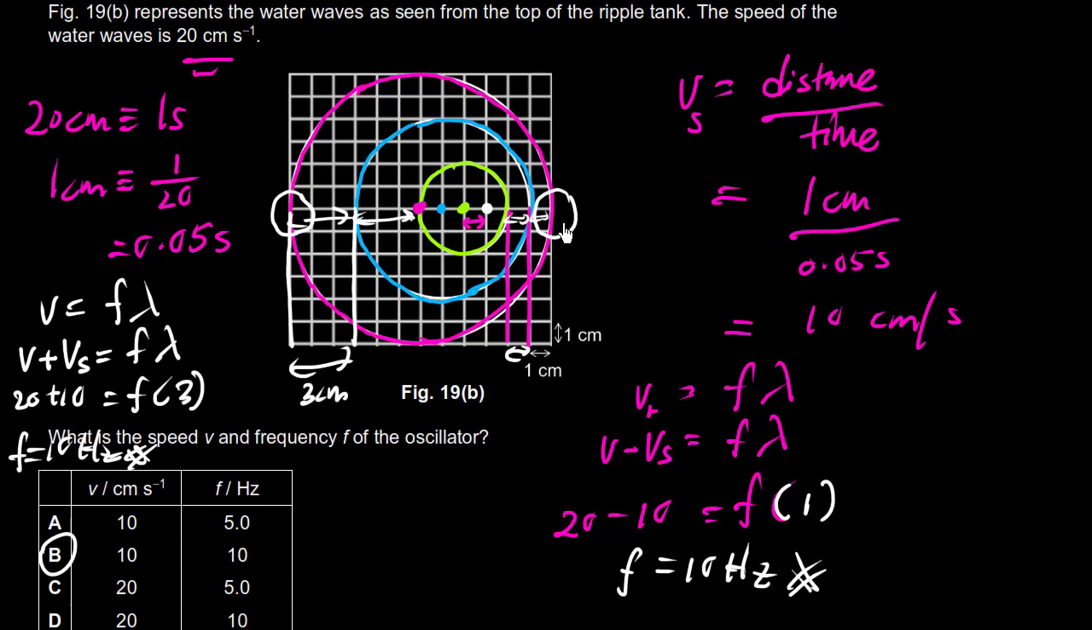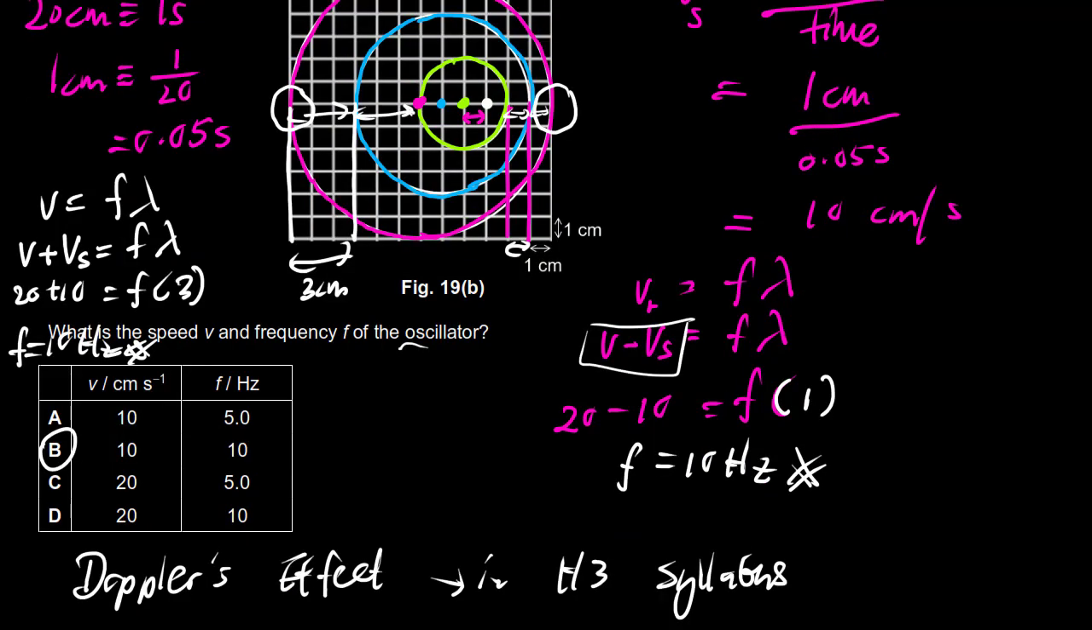But this question, they never ask you so detailed, right? They just ask you the speed of the oscillator. You just need to use the idea of relative speed. Finally, I would like to tell you that for this question, it is actually what we call the Doppler effect, and it's in the H3 syllabus. It's not in H2.